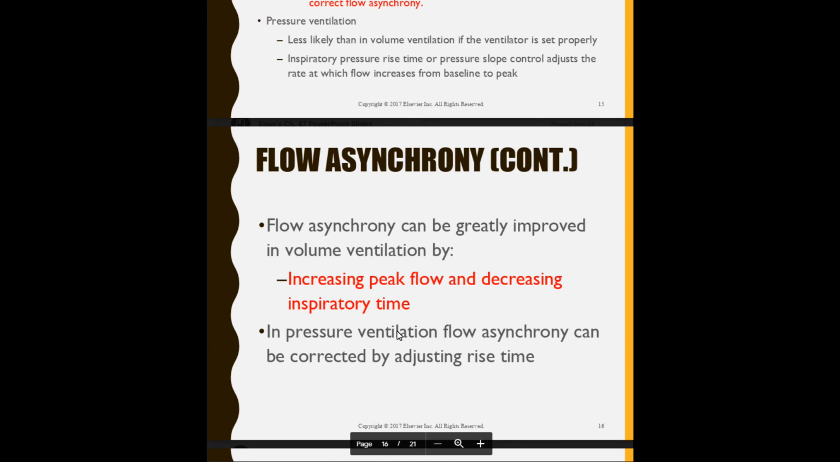Again, it says flow asynchrony can be greatly improved in volume ventilation by increasing peak flow and decreasing inspiratory time. We've known that already. If there's issues with flow, increase the flow. When you increase the flow, you decrease the I time. In pressure ventilation, flow asynchrony can be corrected by adjusting the rise time. With pressure ventilation, we control I time, so we can fix I time. All right, so that's how we deal with flow. It's about the I time. We shorten the I time, and that's going to get the flow in faster.